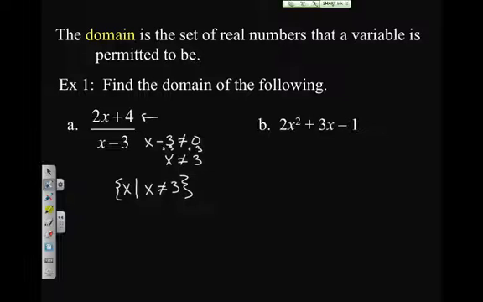For part B, you can see we have a polynomial there, 2x squared plus 3x minus 1. The nice thing about polynomials is the domain is always all real numbers. Our symbol for all real numbers is just an R with a double bar on it. Because if you think about it, there's no number that you can put into that function to make it undefined.